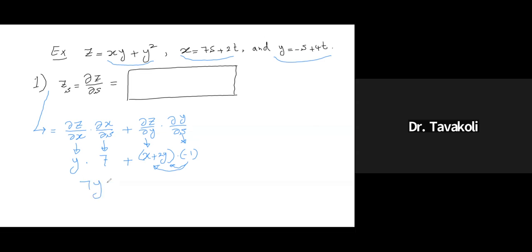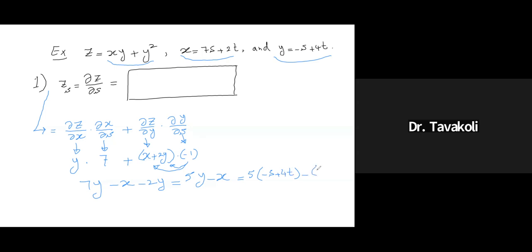7y, and that negative is distributed over the parentheses. It becomes minus x minus 2y. 7y minus 2y is 5y, and then minus x. Again, we need to go back to the original variables, s and t. What is y? y is minus s plus 4t. And then minus x.